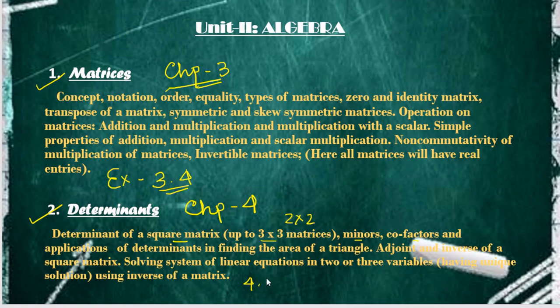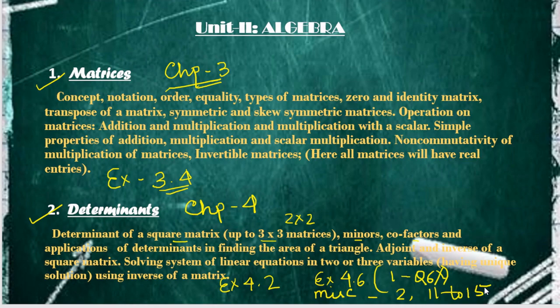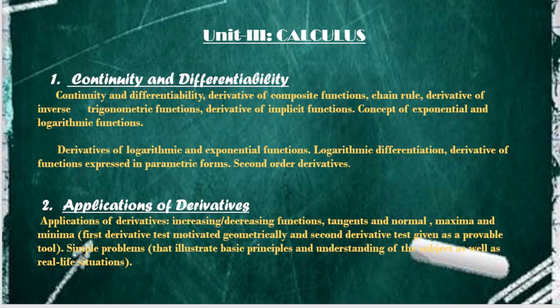So the entire exercise 4.2 has been removed, and from exercise 4.6, question number 1 to question number 6 has been removed. And in the miscellaneous part, what is removed? In the miscellaneous, the questions removed are 2 and question number 11 to question number 15. This much is removed from our second unit, that is algebra.